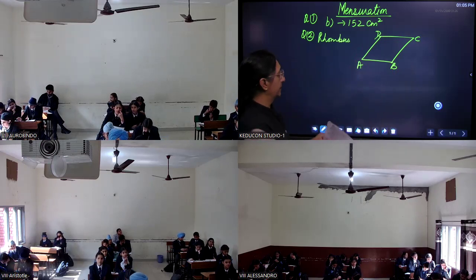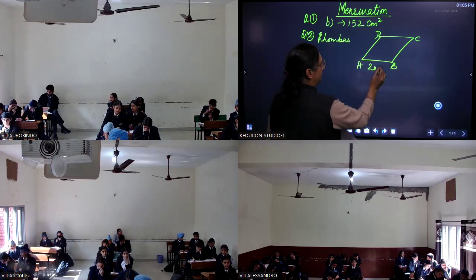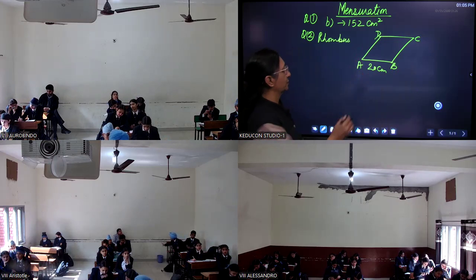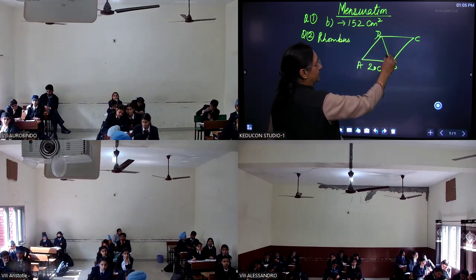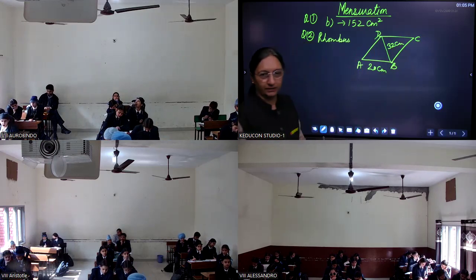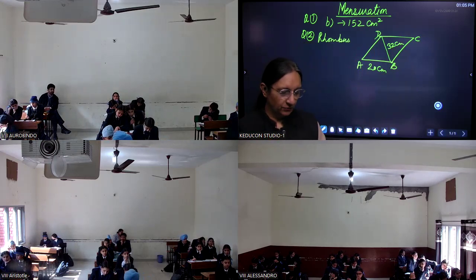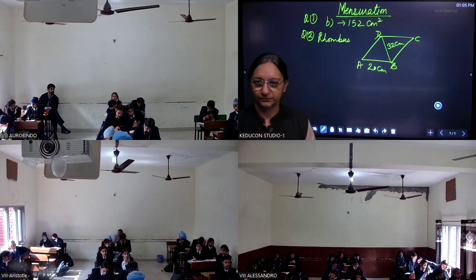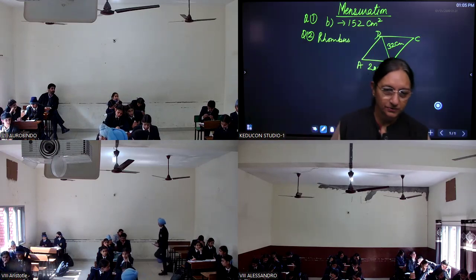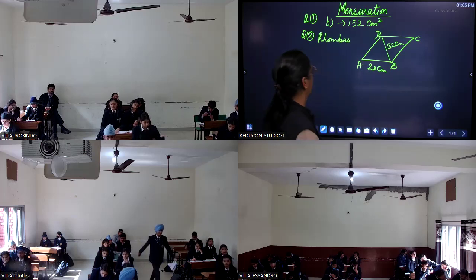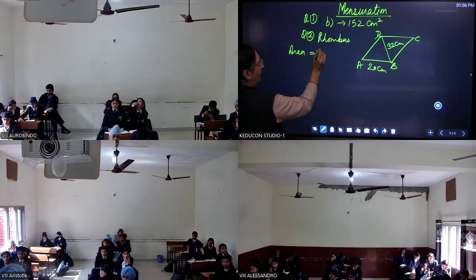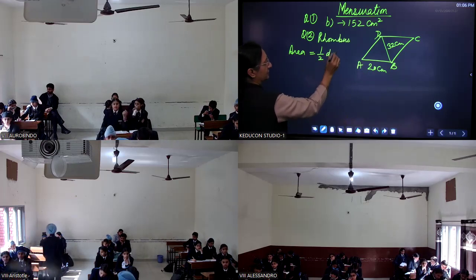Now it is given AB is equal to 20 centimeter, and BD is given to be 32 centimeter. One diagonal is there and one side is there. You have to find the area of the rhombus. For area of rhombus, what do you require? Half into D1 into D2.